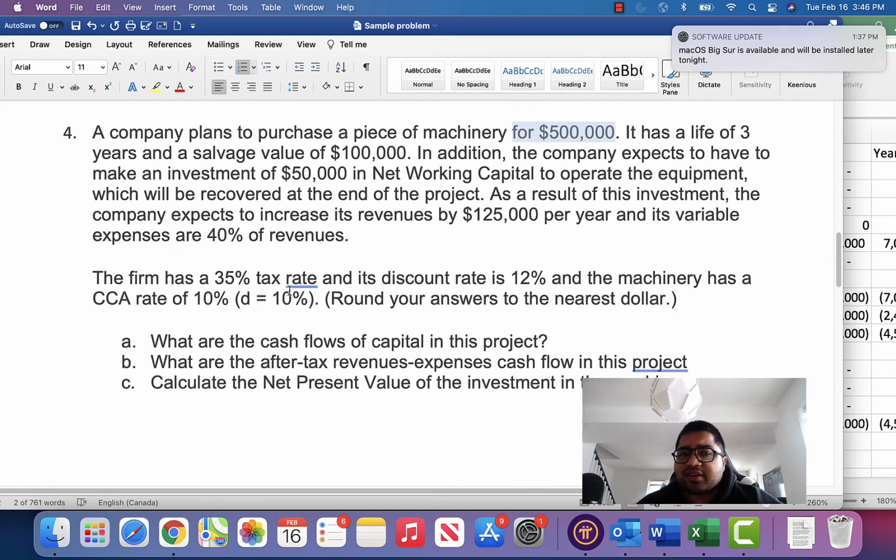The firm has a 35% tax rate and a discount rate of 12% is used, and the machinery has a 10% CCA. So it gets depreciated at 10%. So you have to figure out what the cash flows are, figure out the after-tax revenues, and figure out what the net present value is. So let's go to Excel and start doing it.